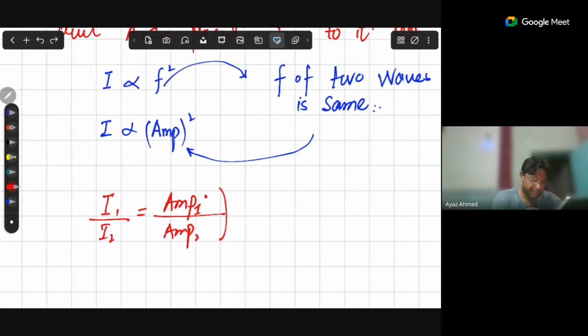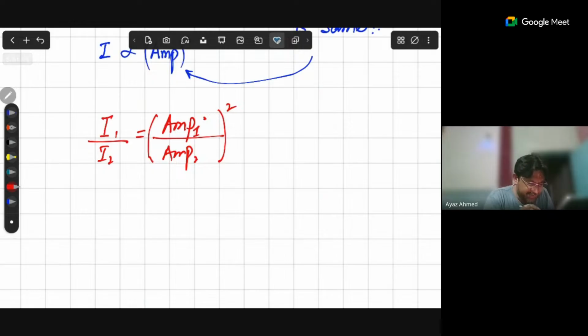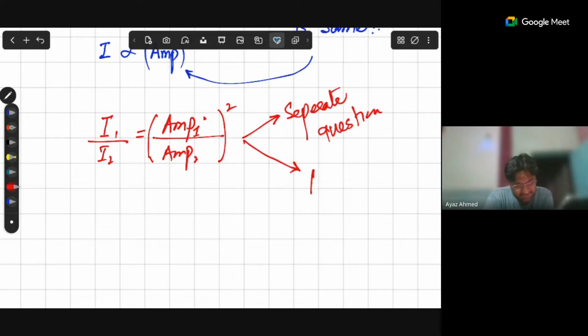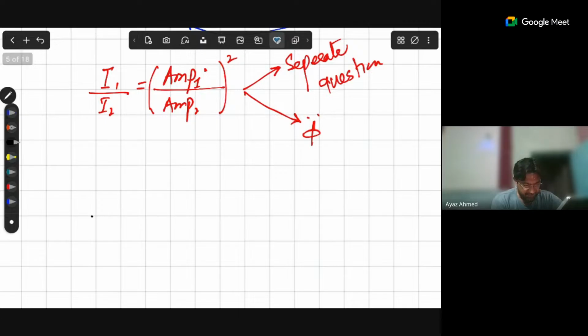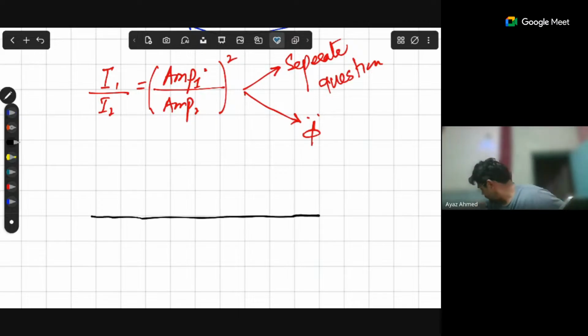This is either asked as a separate question, or it is combined with the phase difference. For example, you have a wave, and wave 1 has some intensity.